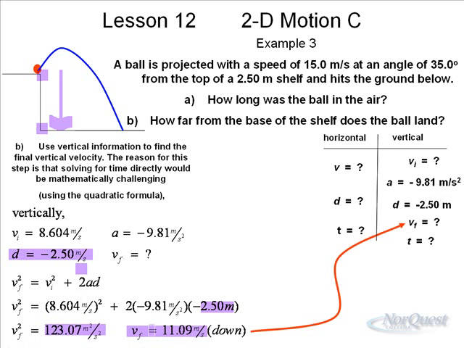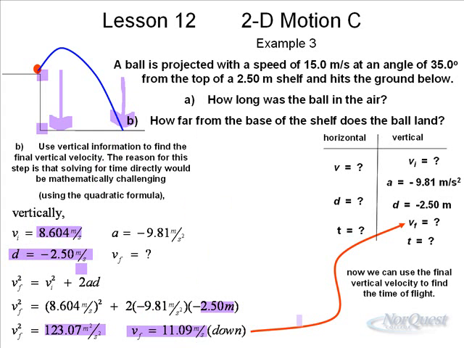11.09 meters per second. So make sure that you understand that initially this was positive because it was going up, but now we have a negative value because, of course, at the final point it's going down, and so it should be negative. So keep that in mind. We'll need that for the next step.